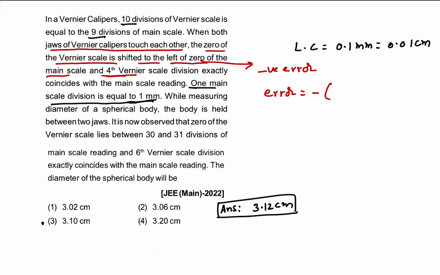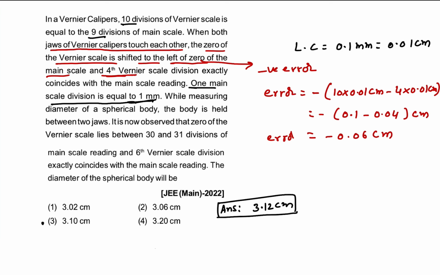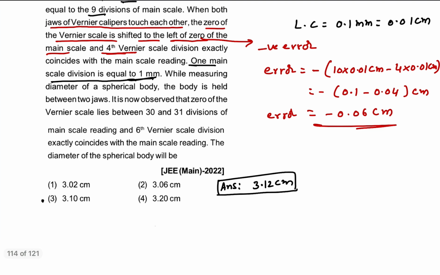So total 10 divisions are there. For 10 divisions, what will be there? 10 into 0.01 centimeters minus 4 into 0.01 centimeter. We can get the negative of 0.1 minus 0.04 centimeters. So we can write minus 0.06 centimeters is our error. Kindly keep this error in your mind. Orally, if they give a question like this without giving any diagram, we can calculate like this. If a diagram is given, how to calculate, I will give.